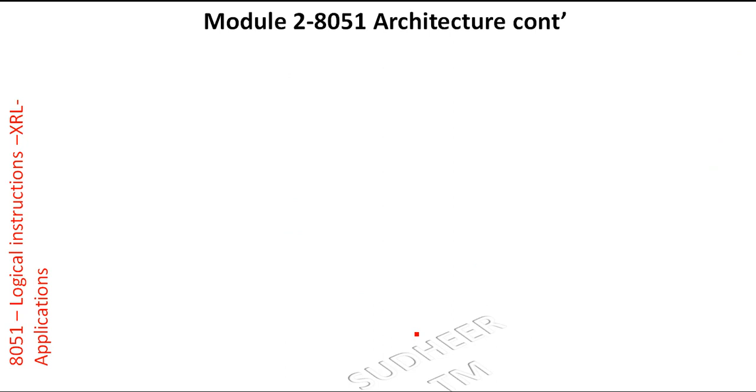Another instruction, let us see. XRL instructions can be used to clear the content of a register by XORing with itself. So the second application of the exclusive OR instruction is that we can use it to clear the content of a register, particularly the accumulator, by XOR with itself. Let us see how it is.